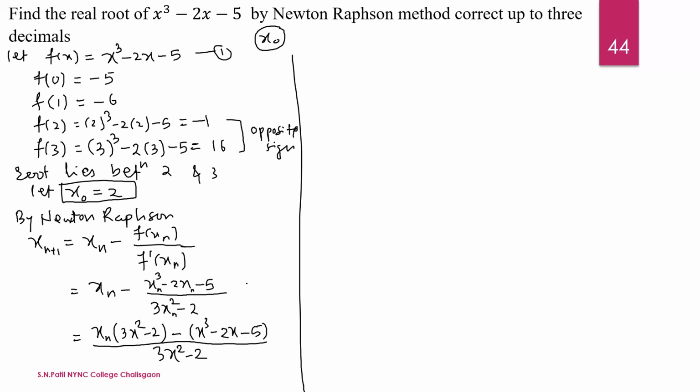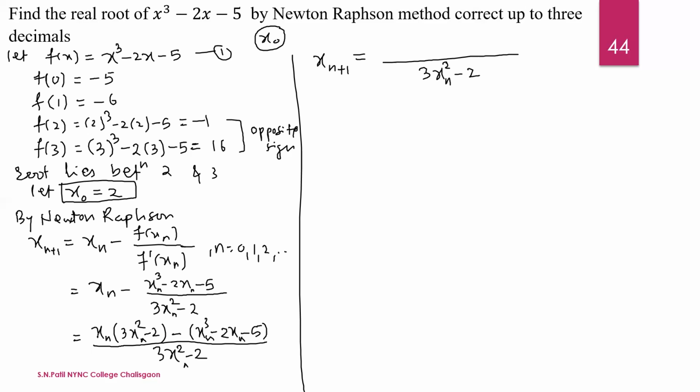So here first we make it general, then we put the value of n equal to 0, 1, 2 and so on. Okay, let us first simplify. x suffix n plus 1 is equal to x suffix n into 3 times x square minus 2.